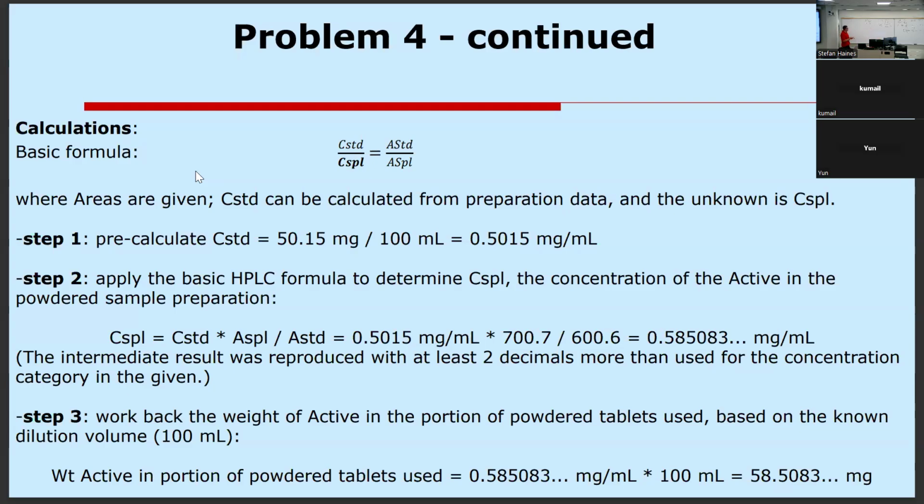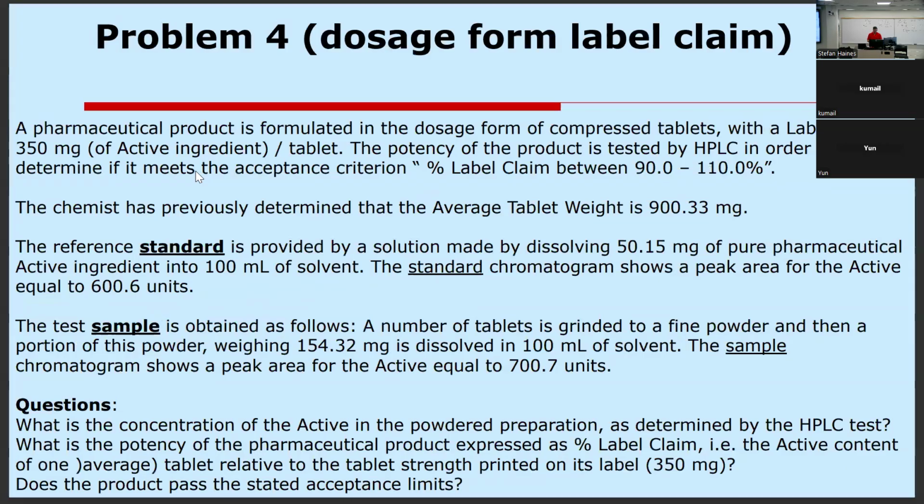There's a couple ways you could do this mathematically. 58.5083 divided by 154.32 gives 37.9%. This is how I did it. I took my average tablet weight, 900.33 milligrams, and multiplied it by that percentage, and I get 341 milligrams of my active ingredient in one tablet. Does that make sense? Because in this small sample, I have 37.9% of my ingredient, so in my full tablet, it would be 341.